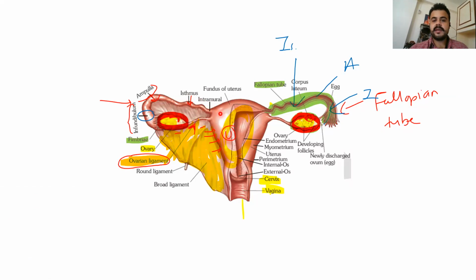Now this isthmus opens into where? This is the uterus. You can see the pointer. So isthmus opens into this uterus. This entire part is uterus, and isthmus opens over here. Any problems in this structure? These three parts, guys, and you can see these are fimbriae over here, which are in contact with the ovary, as you can see. Any issues in this?